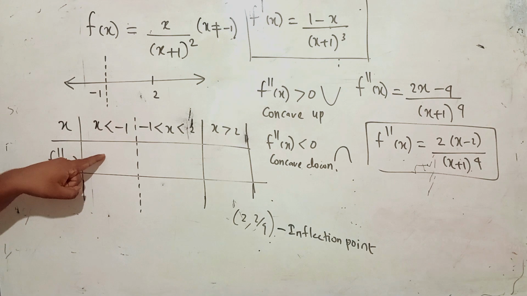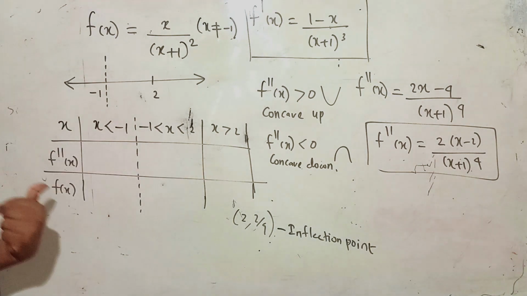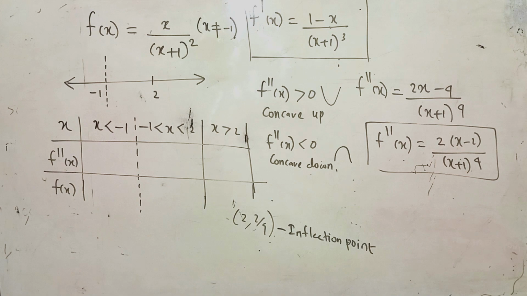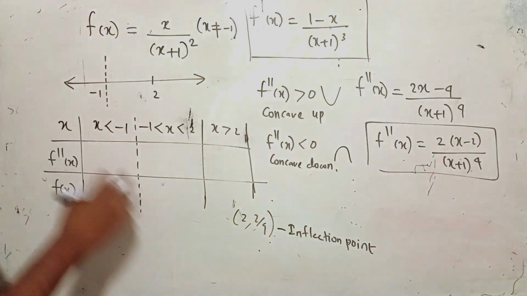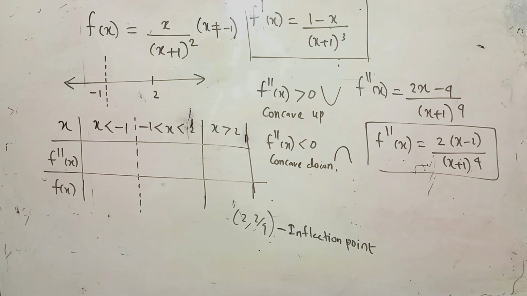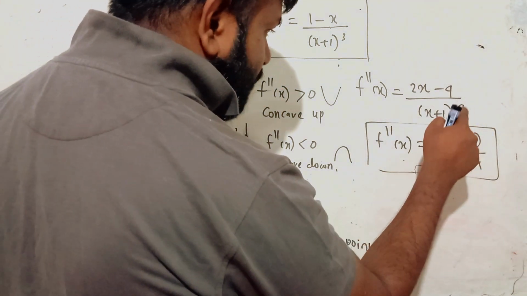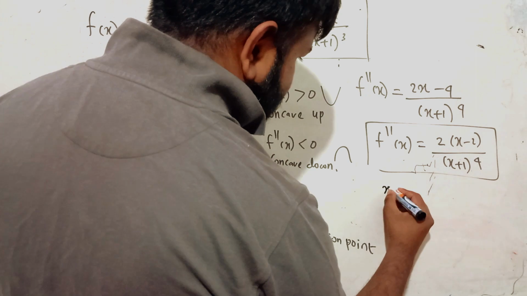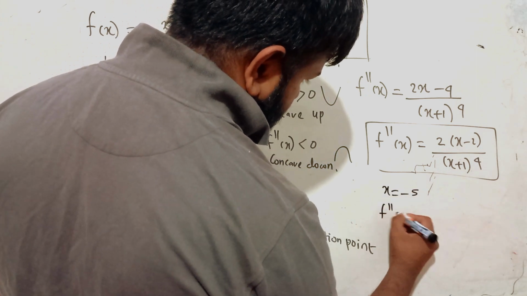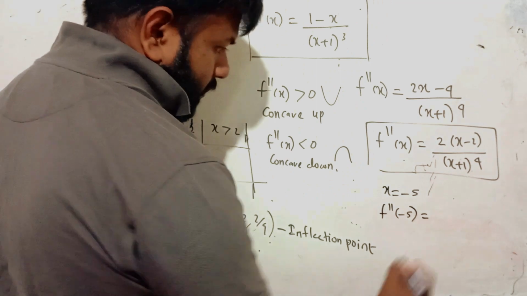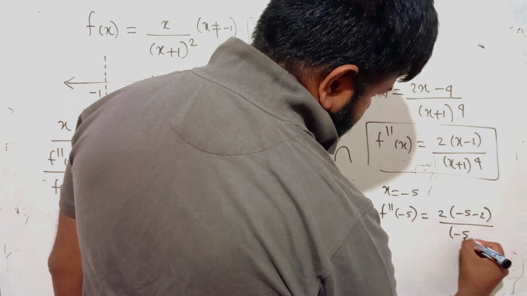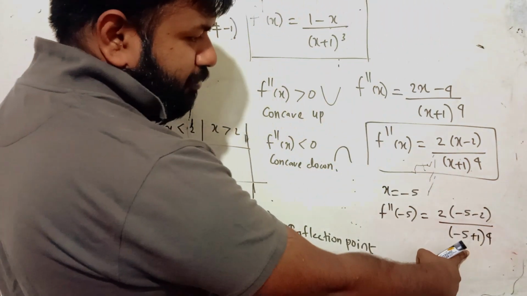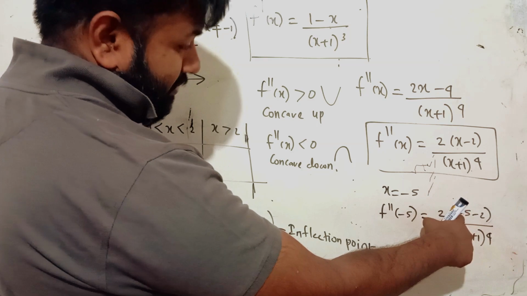So we have to check the signs of the second derivative of f x in these regions. When x is smaller than minus 1, here you have to check this one, not this one or this one. Don't confuse. So think of a number which is smaller than minus 1, let's say minus 5. I'm substituting minus 5 here and checking the sign. f double dash of minus 5 is equal to 2 times minus 5 minus 2, divided by minus 5 plus 1 to the power 4. The numerator is negative. It's very clear.